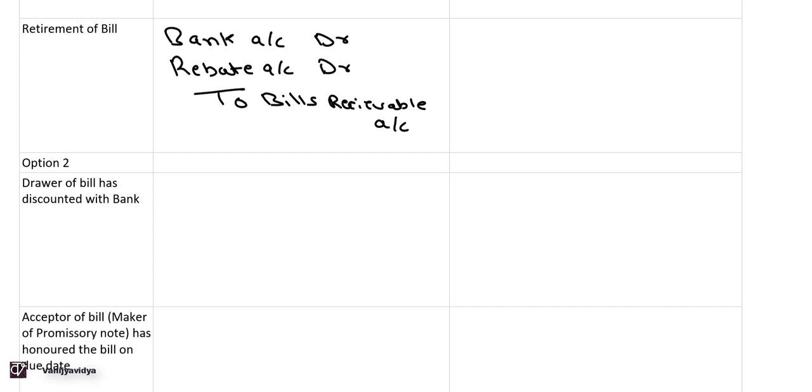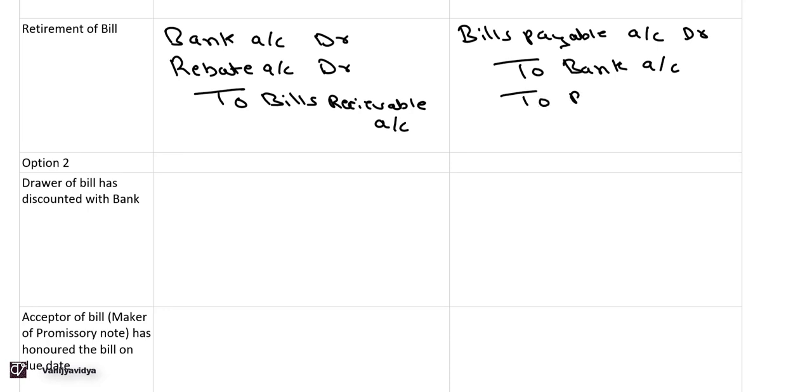Now in case of the drawee, he has made the payment against the bills payable. So bills payable account debit, because the liability has reduced, to bank for whatever is the payment that is made, and to rebate. Now rebate is like a discount received by him for early payment, so it is like an income. So to rebate account.